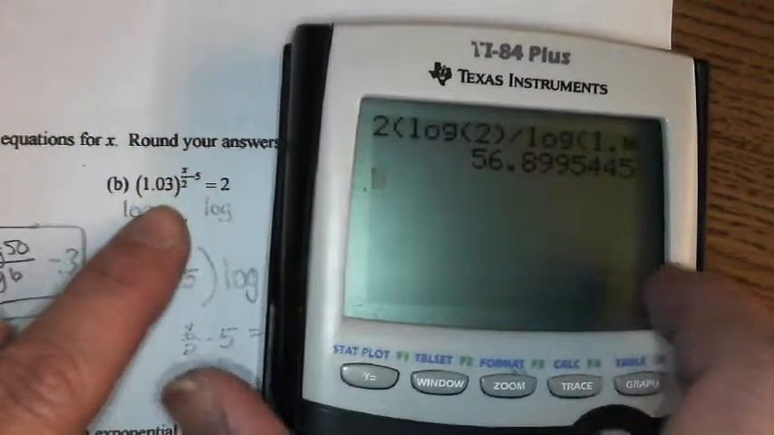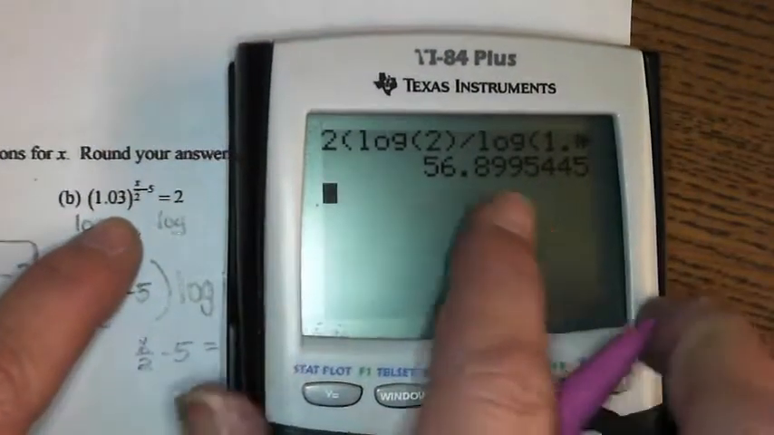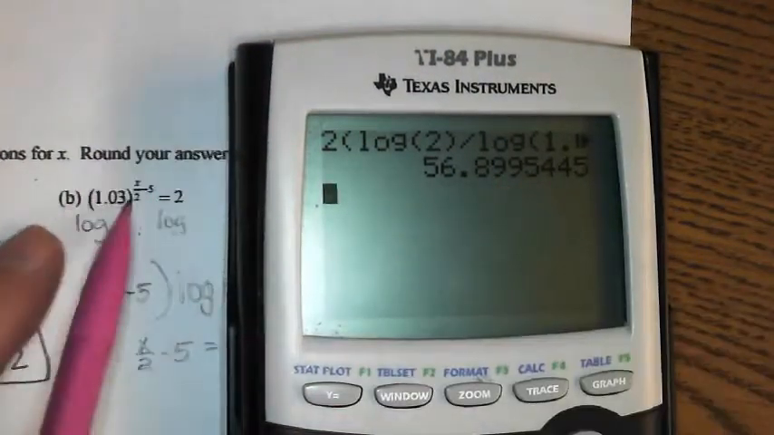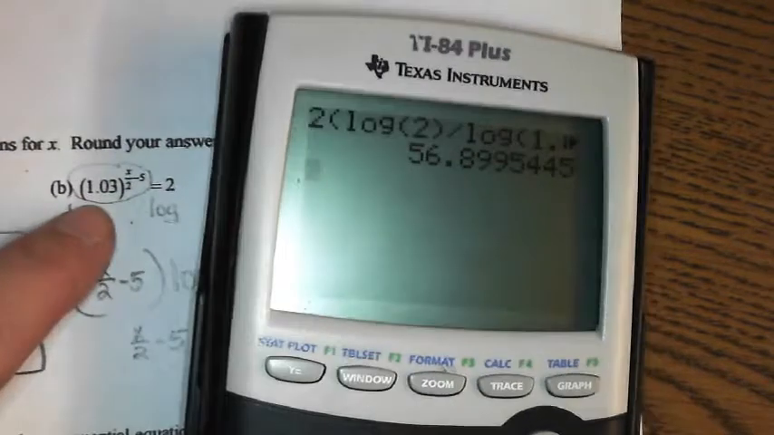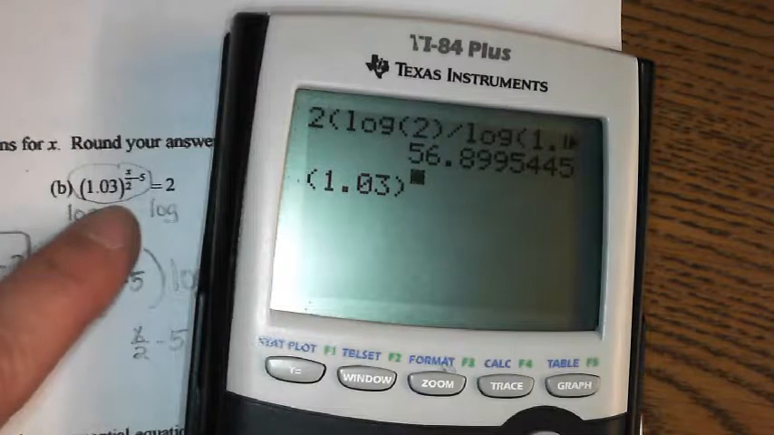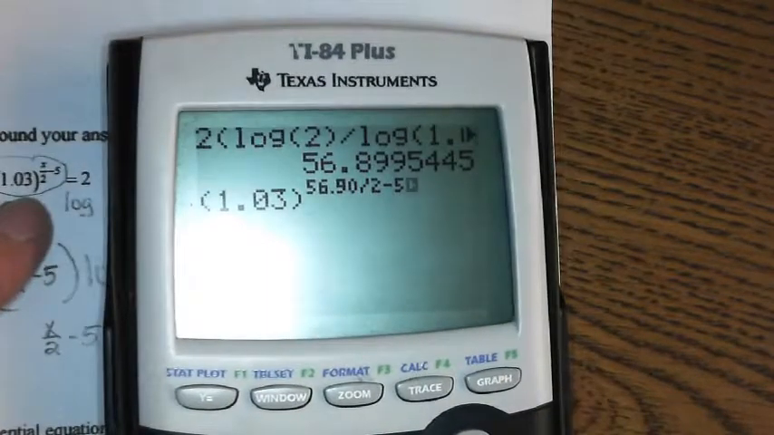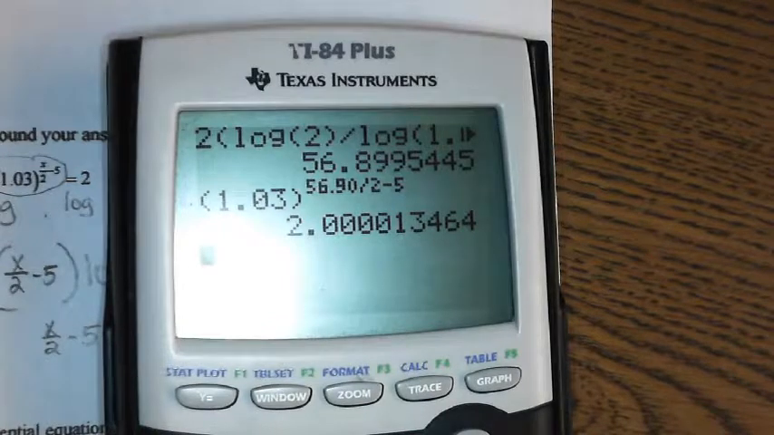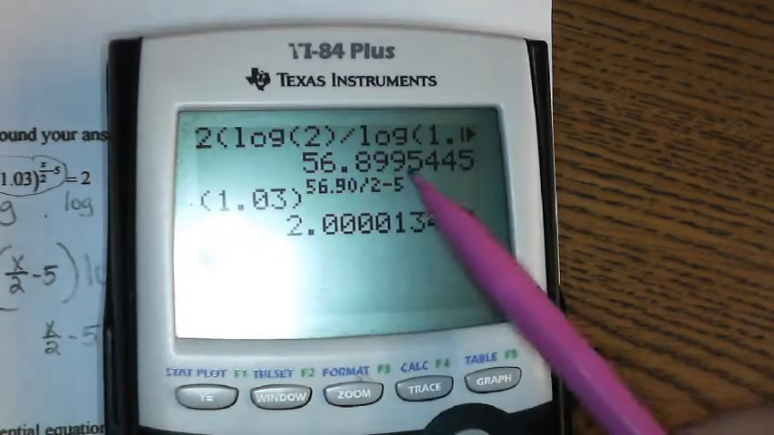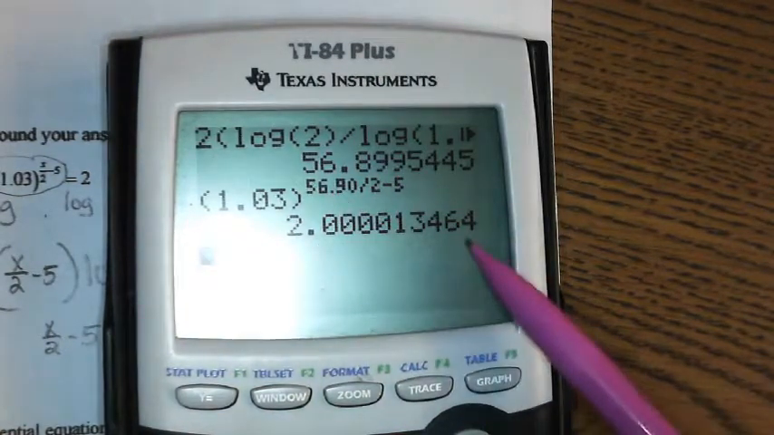Watch what happens on my calculator when I go back and I plug in 56.90 here. I have a base of 1.03 raised to the 56.90 divided by 2 minus 5 power. What am I going to get? Hopefully. Why didn't I get exactly 2, Isaiah? Right. I used my rounded answer, so I got pretty close to 2.